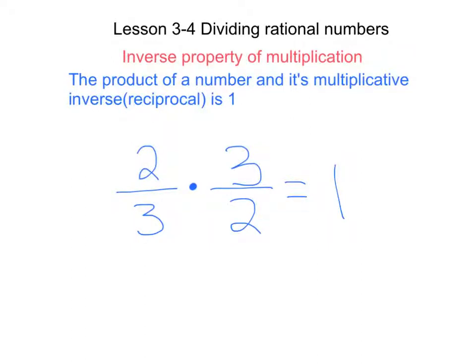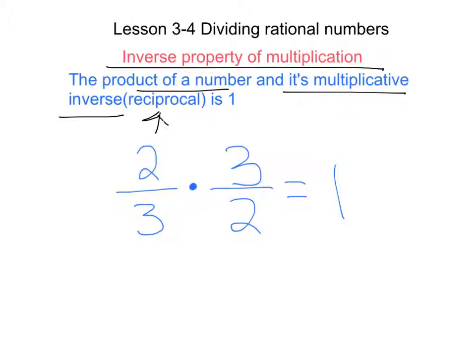Lesson 3-4, Dividing Rational Numbers. So we're going to talk about the inverse property of multiplication. This property says the product of a number and its multiplicative inverse, or sometimes you will hear the word reciprocal, is 1. So what that means is that 2/3 times 3/2, its reciprocal or multiplicative inverse, is 1.